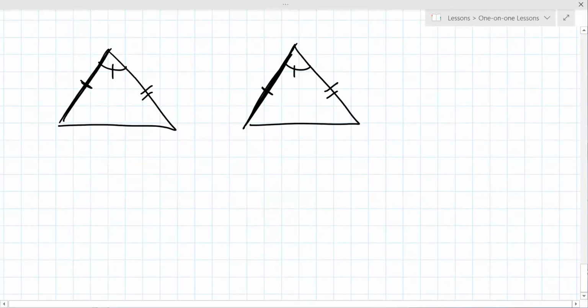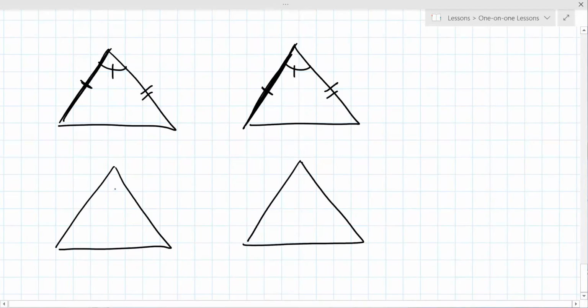There are other things that can happen here, like the triangles don't have to be oriented the same. It could be that this angle is congruent to this angle, but the side over here is congruent to the side over here. So the left could be the right, and the right could be the left. And there are a lot of other variations like that. It would be good to go through them all, but it would take up a lot of our time.